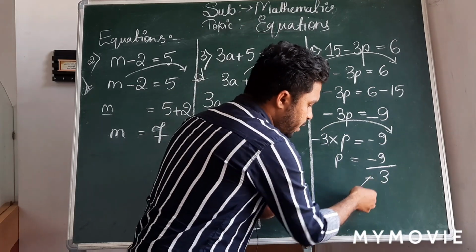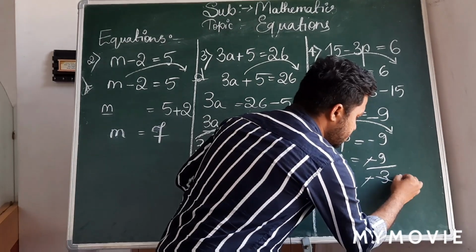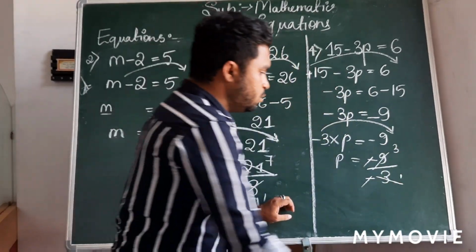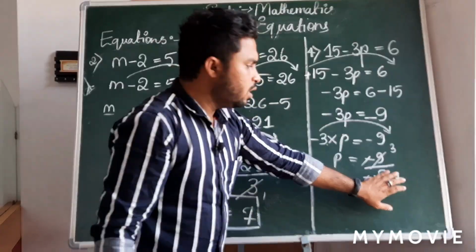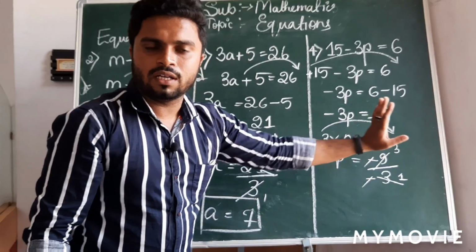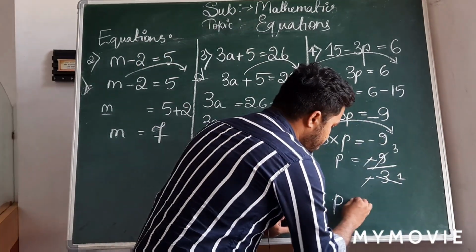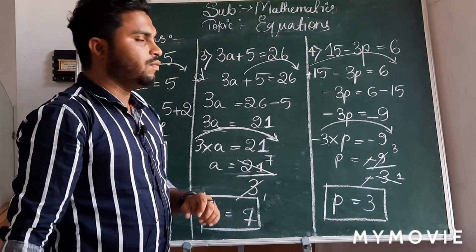First, this minus is cancelled. 3 1s are 3, 3 3s are 9. So now if you have 1 in the denominator, the number you get in the numerator is the answer. That is 1 3s are 3 itself. So p is equal to 3. So these are your solutions for this.